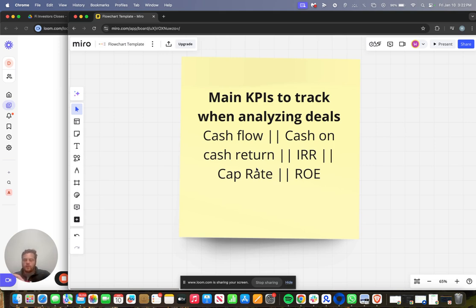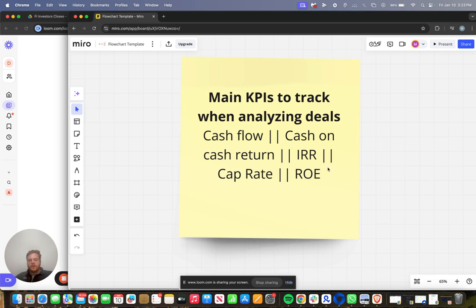Cash flow is super important from the beginning, but if you have a lot of equity tied up in a property and you've owned it for quite some time, then instead of focusing on your cash on cash return, you might want to focus on return on equity. That's what I'm doing now, and that's where I'm focused across my portfolio. I'm no longer focusing on cash return. So, to jump right into it, the main KPIs to track when analyzing deals are: number one, cash flow. Number two, cash on cash return. Number three, IRR, your internal rate of return. Number four, your cap rate, or capitalization rate. And last but not least, your ROE, or return on equity.